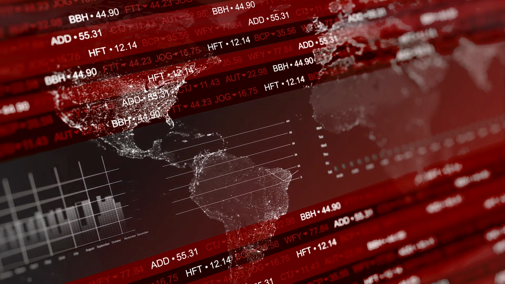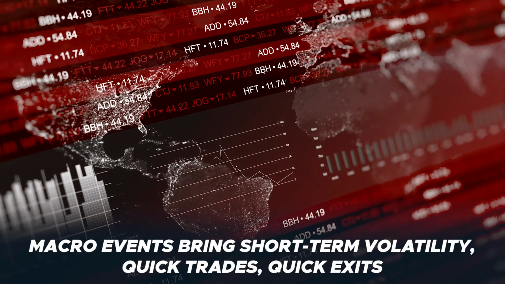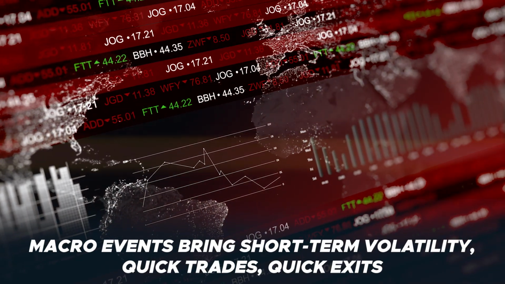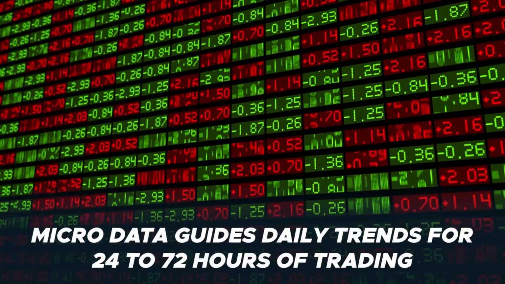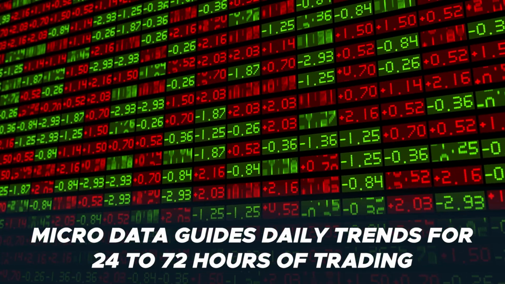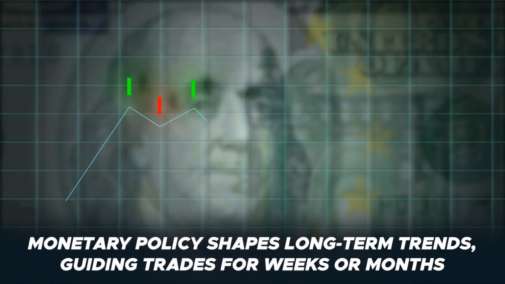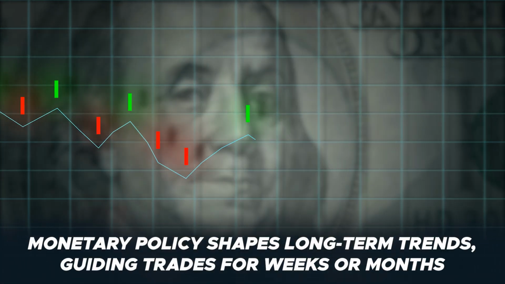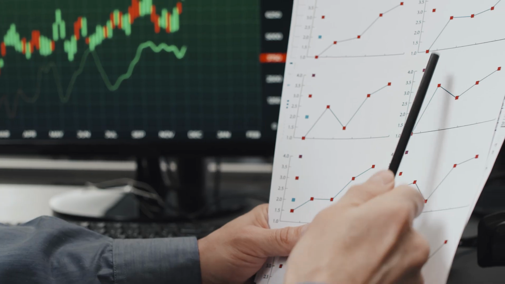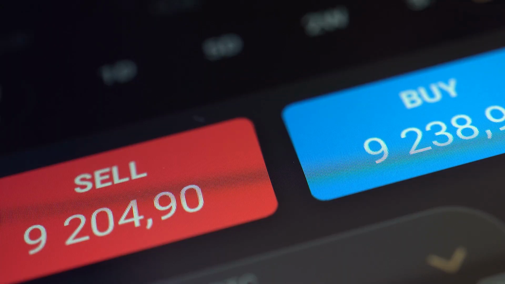Now let's bring it all together. Macro events create short-term volatility. I trade these for quick profits and get out fast, usually big moves. Microdata drives daily trends, giving me the direction for 24 to 72 hours, for example. And monetary policy shapes long-term trends, guiding my trades over weeks or months. By understanding the 3 M's, you'll be able to decode market movements and hopefully trade with more confidence.